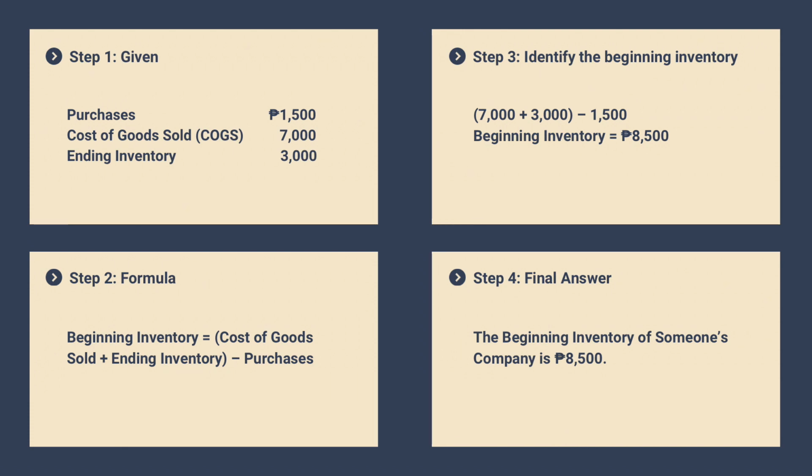Step 2 is the formula to get the beginning inventory: equals cost of goods sold plus ending inventory minus purchases. Step 3. Identify the beginning inventory. So the value of cost of goods sold is 7,000 pesos and the value of ending inventory is 3,000 minus the value of purchases, which is 1,500, equals 8,500 pesos. So the final answer is the beginning inventory of someone's company is 8,500 pesos.